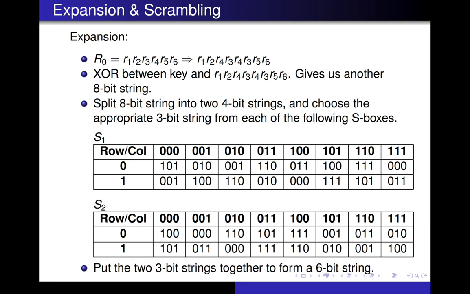Right? So let's see what we did. We took our R0, expanded it to an 8-bit string, did an exclusive OR, split that 8-bit string into two 4-bit strings, smashed those into 3-bit strings, and put those back together to make a 6-bit string. So we started off with a 6-bit string and ended up with a 6-bit string, and that is our expansion and scrambling.